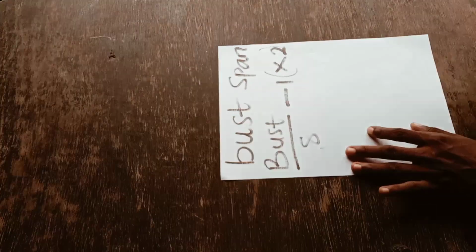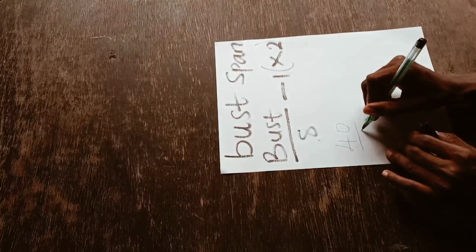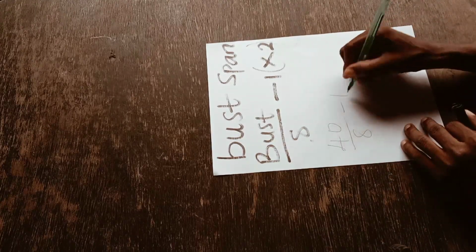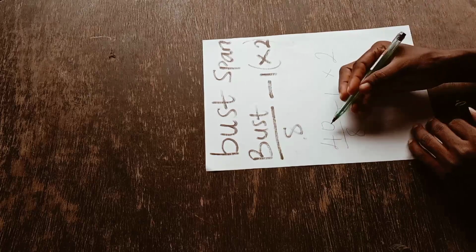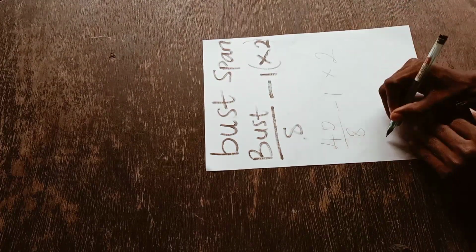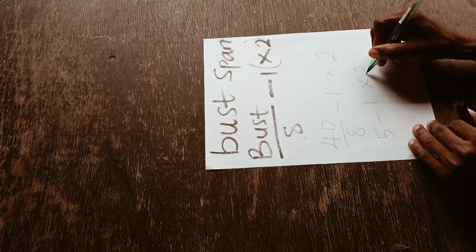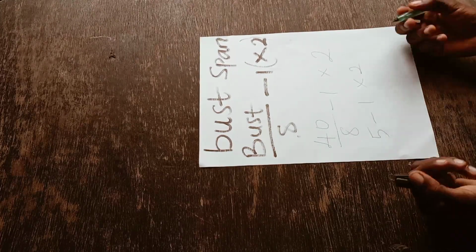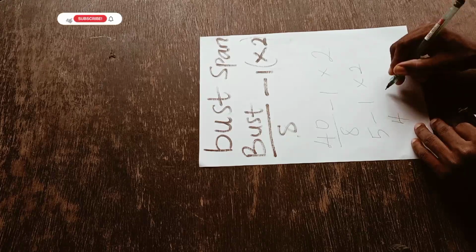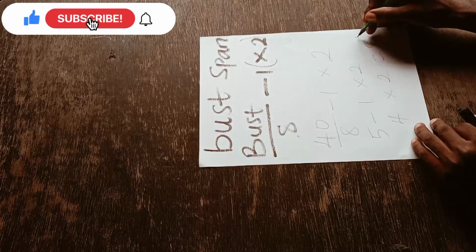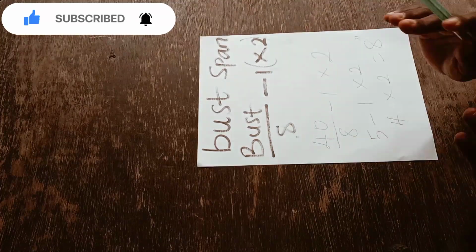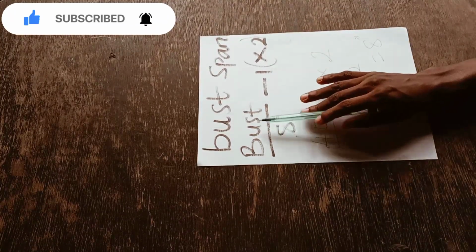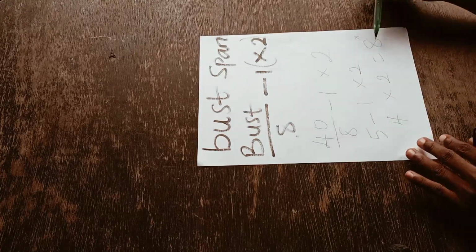times 2. Let's say, for example, we want to work with a bust circumference of 40 inches. So that would be 40 divided by 8 minus 1 times 2. Now 40 divided by 8 is 5. So 5 minus 1 times 2. 5 minus 1 is 4. 4 times 2 gives us 8 inches. So the bust span or nipple to nipple measurement for a bust 40 is 8 inches.